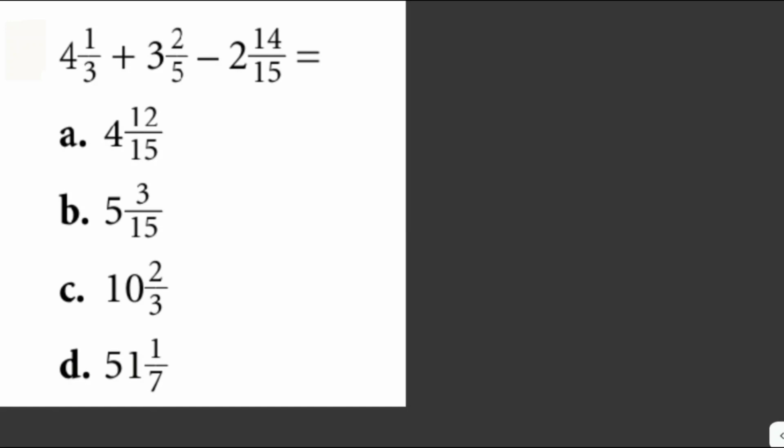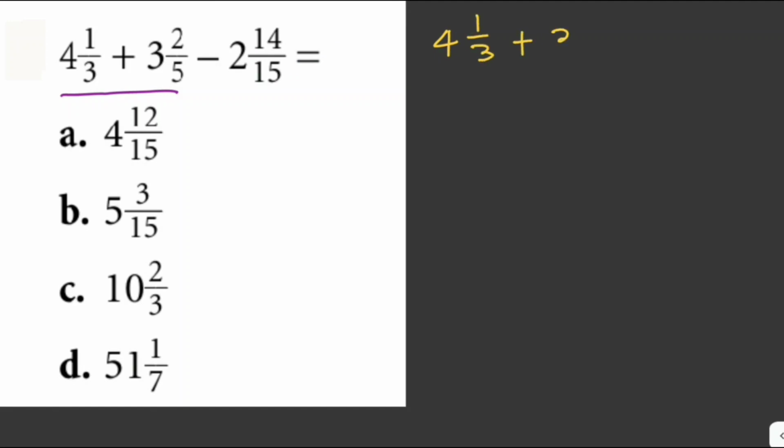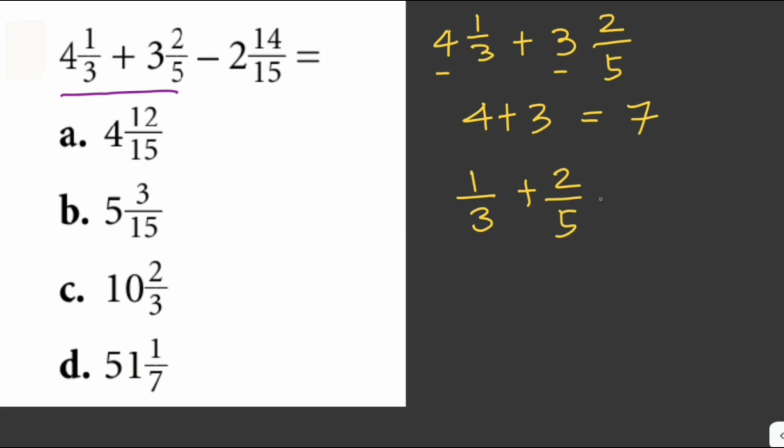4 1/3 plus 3 2/5 minus 2 14/15. In this case, we have two operator signs, addition and subtraction. So let's first consider the addition. 4 1/3 plus 3 2/5. We can add the whole numbers first. That is 4 plus 3, which is just 7. And then we can add up 1/3 and 2/5. We get the common denominator. We just multiply 5 and 3, so that is 15. 15 is the smallest number that can be divided by both 3 and 5. So that is 15 divided by 3, 5 times 1 is 5. Copy the operator sign. 15 divided by 5 is 3, times 2 is 6. So this is just equal to 11/15.